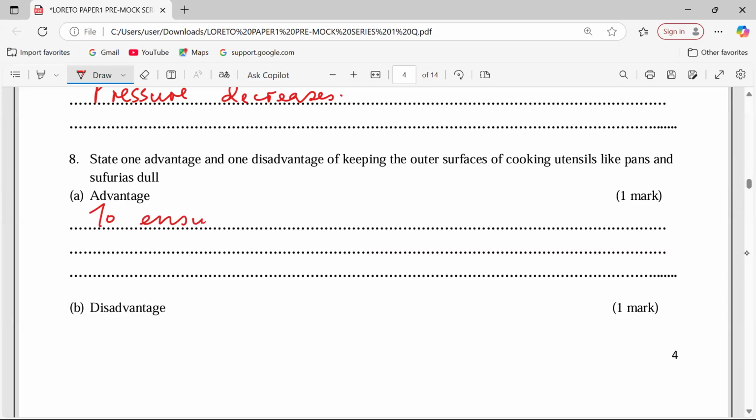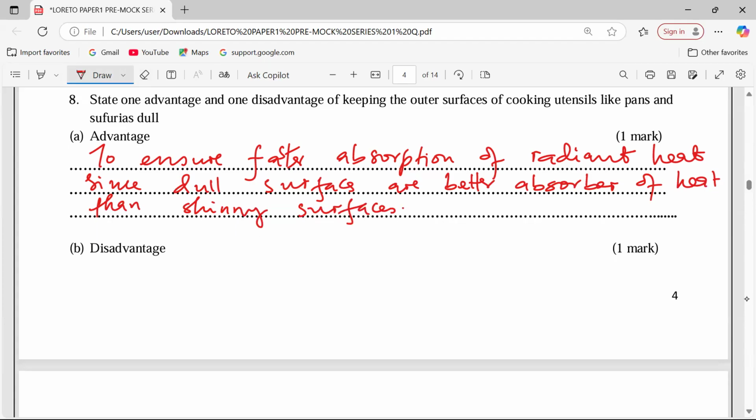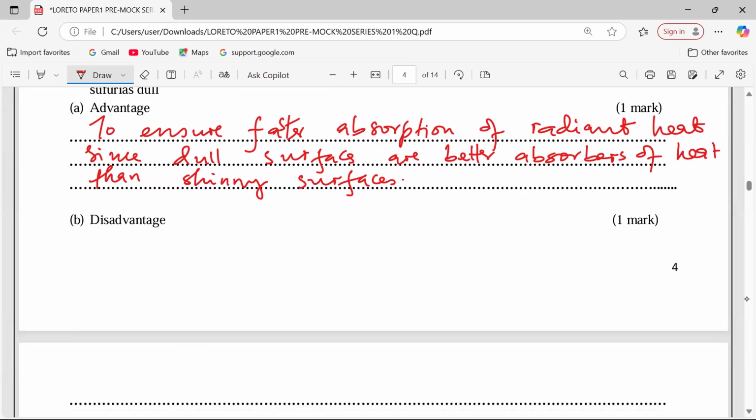To ensure faster absorption of radiant heat, since dull surfaces are better absorbers of it than shiny surfaces. Dull surfaces are better absorbers of it than shiny surfaces.